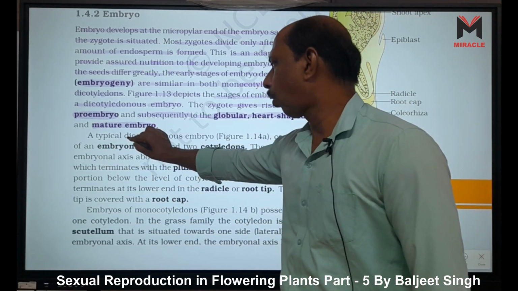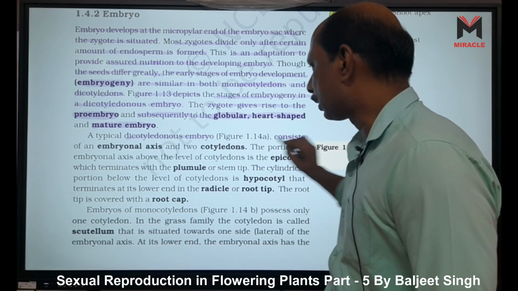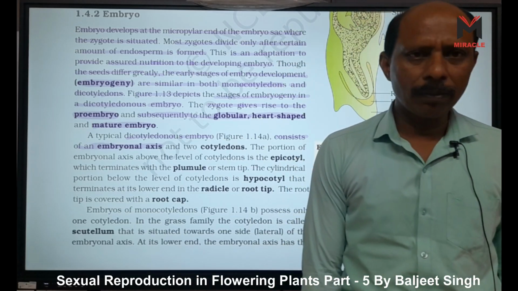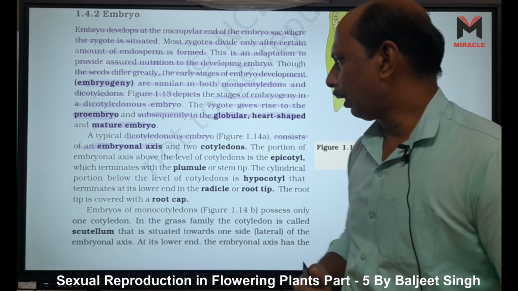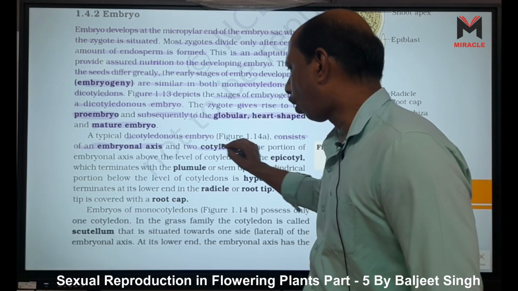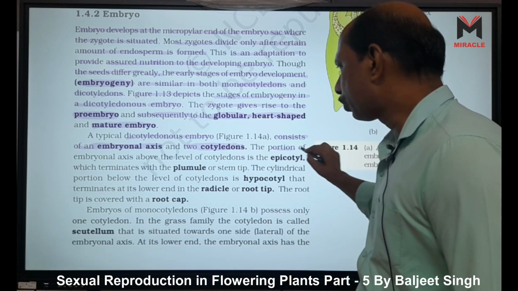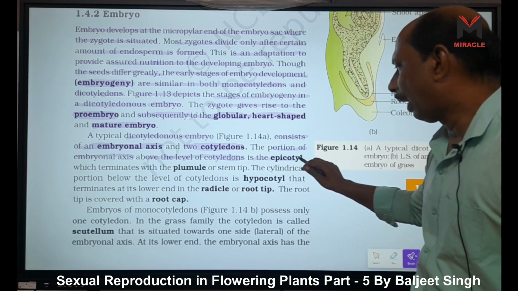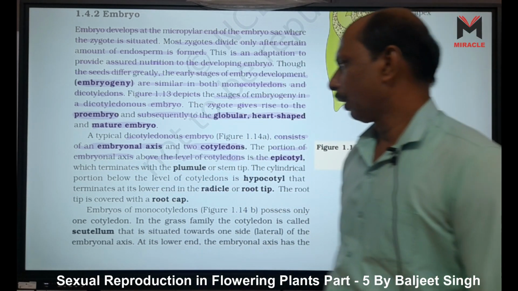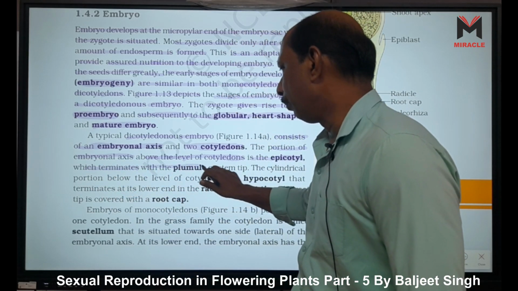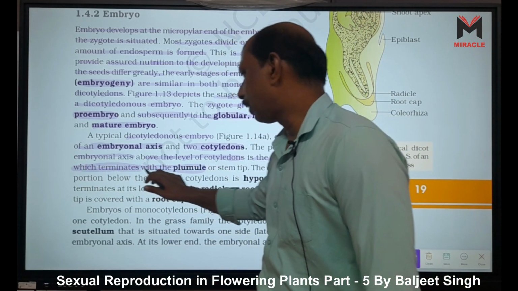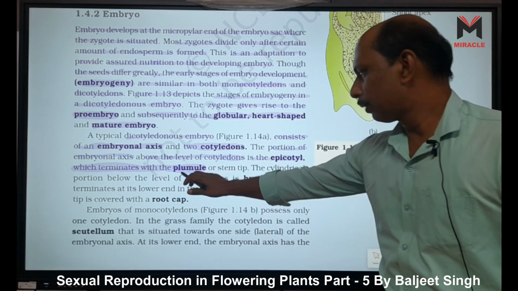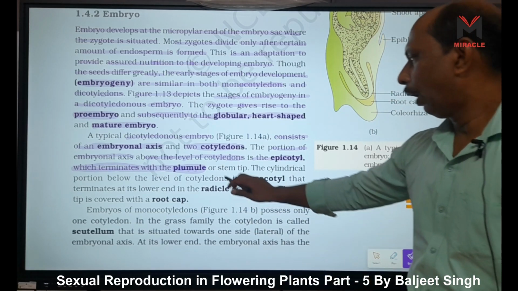A typical dicotyledonous embryo consists of an embryonal axis, which is present between the plumule and radicle, and two cotyledons, right? The portion of the embryonal axis above the level of the cotyledons is called the epicotyl, which terminates with the plumule. Between the plumule and the cotyledons, the epicotyl is present, or stem tip.